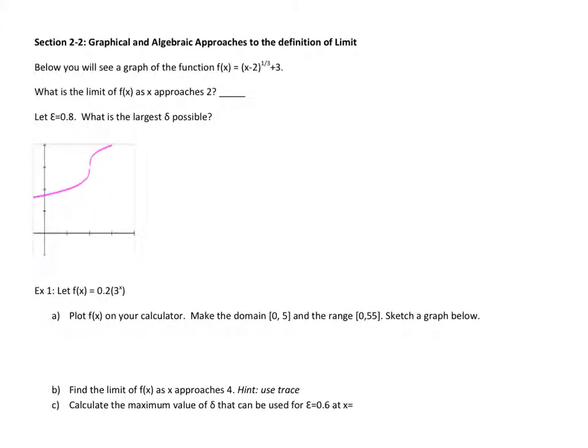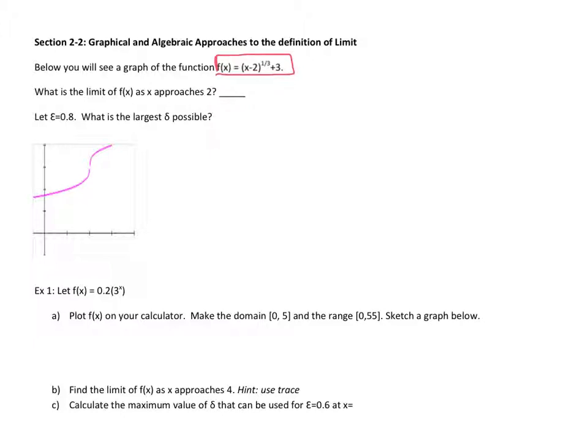So in section 2-2, the graphical and algebraic approaches to the definition of a limit, we're going to use our epsilon delta definition of a limit that we learned in section 1-5. Okay? So below, we're going to see the graph of our function, f of x. So we know our function f of x is equal to this, right here. Now, you'll also notice when you look at the function that there's a hole in the function.